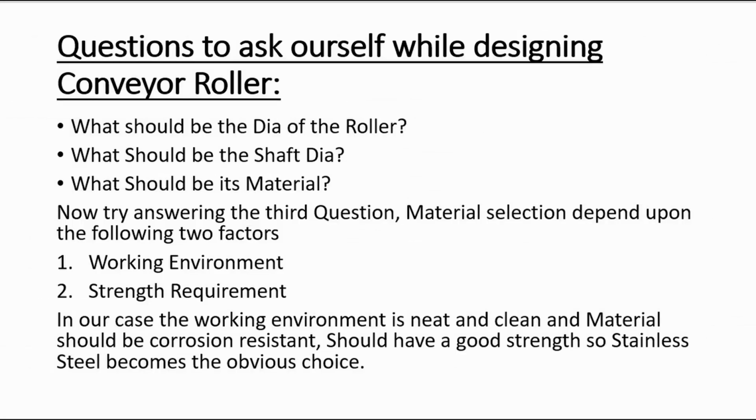Now coming back to the questions and trying to answer the third question, which was what should be the material. Material selection depends upon the following two factors. First factor is the working environment and second factor is strength requirement. In our case, the working environment is neat and clean and it should be corrosion resistant. So SS is the obvious choice for the material, and regarding the second factor, which is strength requirement, SS is also good in providing strength.